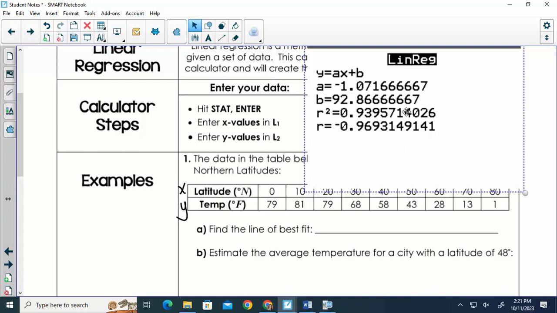Yours may not have the R squared and R at the bottom. It kind of depends on what settings are turned on your calculator. You don't have to have those. Yep, we should all have the same numbers. Everybody get this?